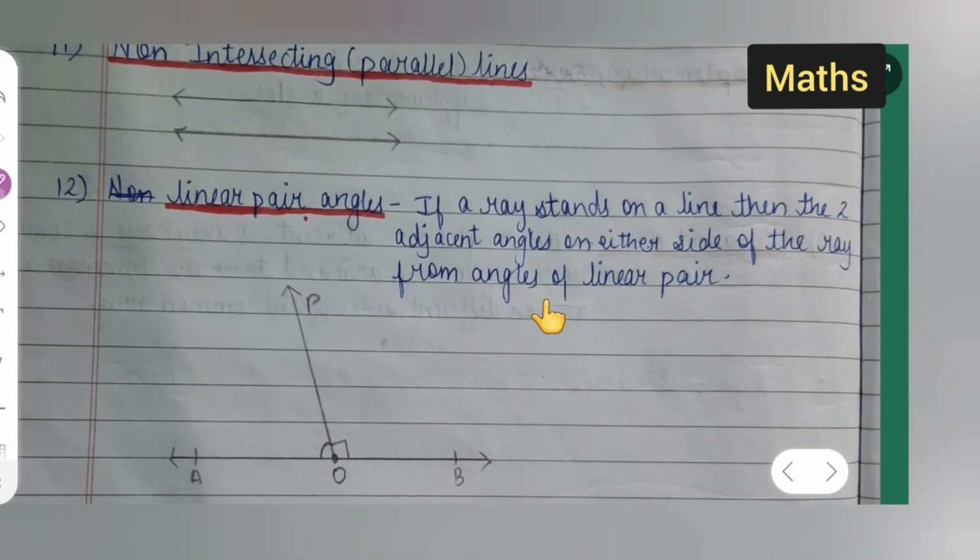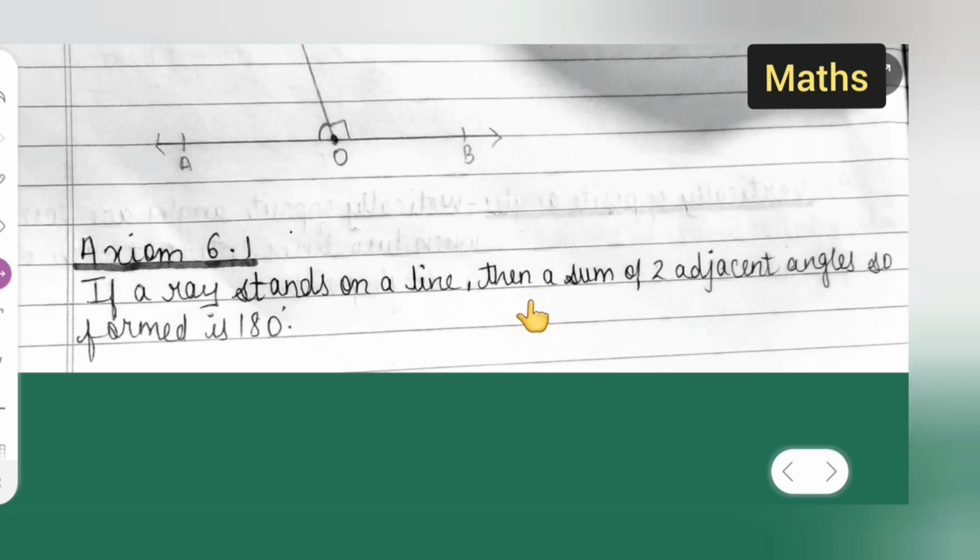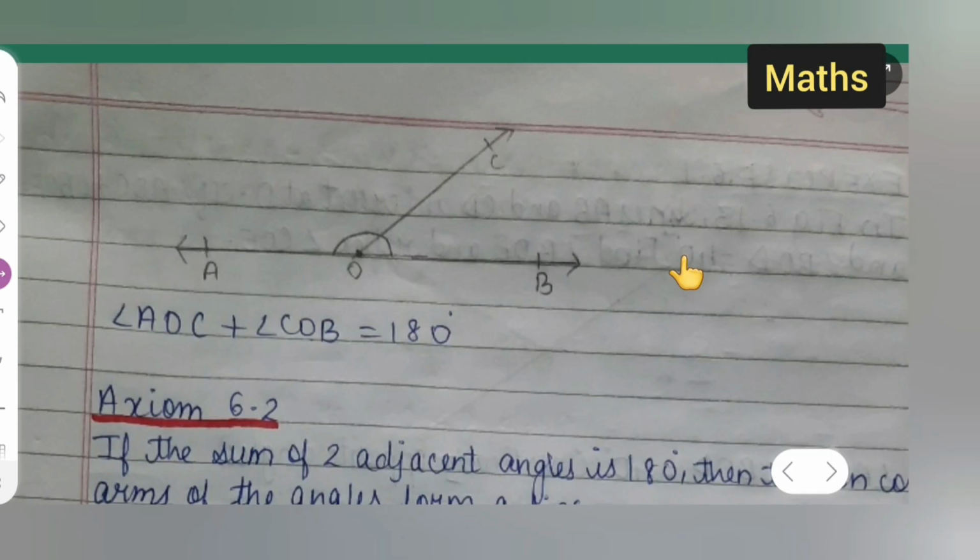This is form angles of a linear pair. Next, let us see axiom 6.1. If a ray stands on a line, then the sum of two adjacent angles so formed is 180. So if a ray stands on a straight line, then the sum of the two adjacent angles will be what? 180 degrees.